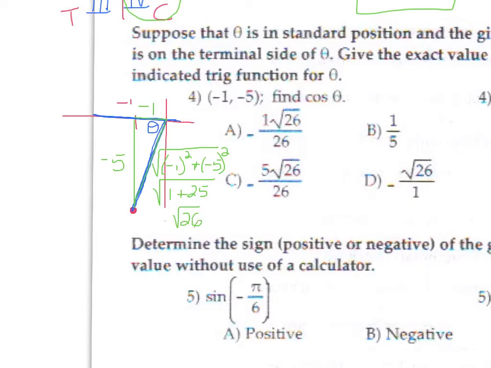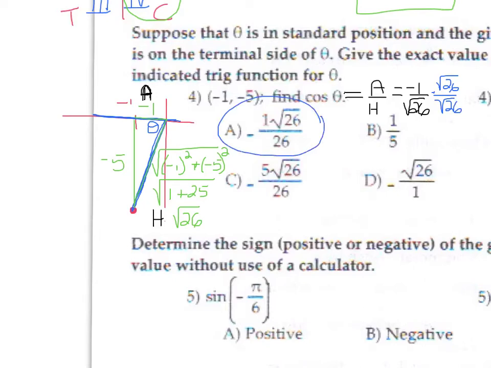Then you go back and you check, okay, what do they want? They want cosine. Cosine is adjacent over the hypotenuse. From theta, this is the adjacent, -1. And then the hypotenuse is where you have the square root of 26. So the answer is -1 over the square root of 26. But then don't leave it like that because you need to rationalize. So you multiply top and bottom by square root of 26. And the answer would be -1 square root of 26 over 26. So that was number 4.